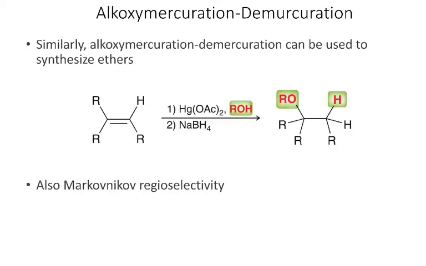So it's the same basic process, right? And the reagents are almost identical. In this case, though, instead of using the mercury acetate compound and water, we're going to use the mercury acetate compound and an alcohol. And when we do that, we're going to get Markovnikov addition again, but instead of adding an OH, we're going to add the OR from the alcohol.